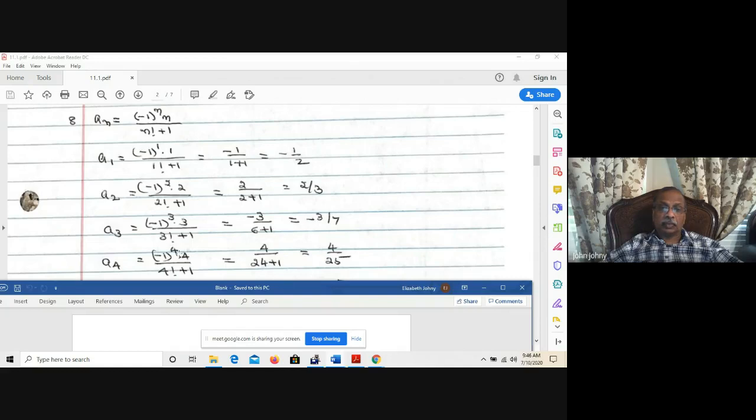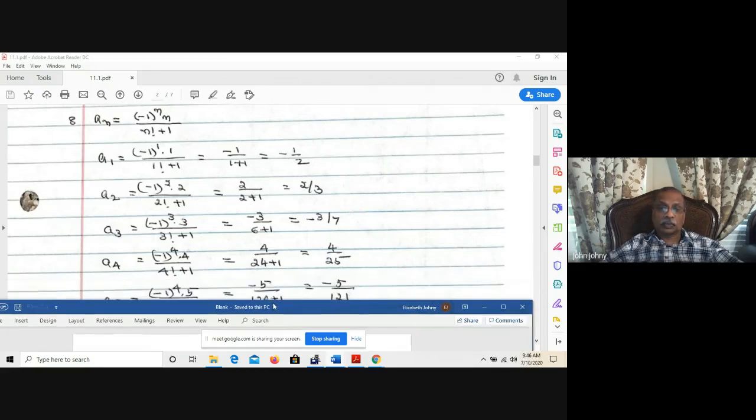a₄ is negative 1 to the power of 4 times 4 divided by 4 factorial plus 1. Negative 1 to the power of 4 is 1, so 1 times 4, the numerator is 4. 4 factorial is 24 because 1 times 2 times 3 is 6, 6 times 4 is 24. 24 plus 1 is 25, so a₄ is 4 over 25.